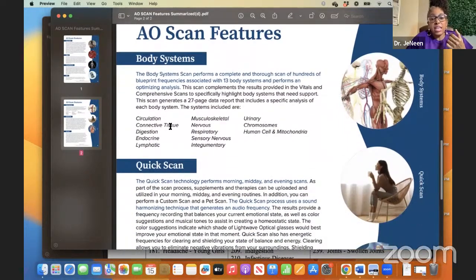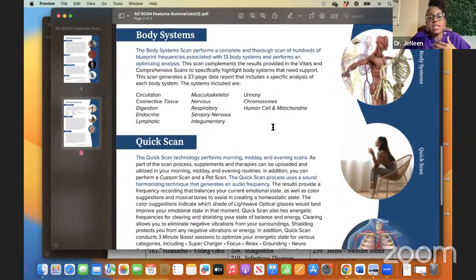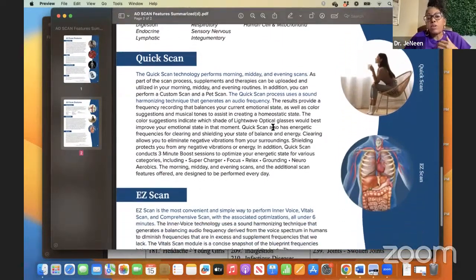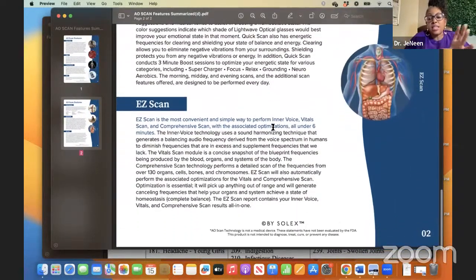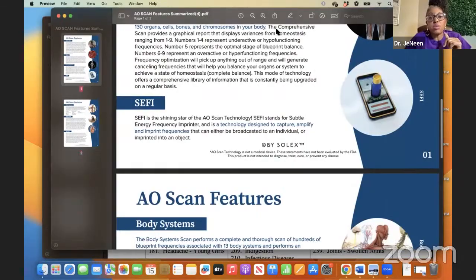Body Systems is going to scan any system in your body, your circulatory, your connective tissue, digestion, endocrine, lymphatic, musculoskeletal, nervous, etc. In addition to scanning and sending you an optimizing frequency, it's going to tell you some lifestyle factors that you can do, whether or not you need to breathe cleaner air and be more conscious of that, whether or not you need better hydration, whether or not you need more sleep, whether or not you need more B vitamins, things that can help empower you. The Quick Scan just helps you with your supplementation, and then Easy Scan blends a whole lot of those together in a really quick, easy way.